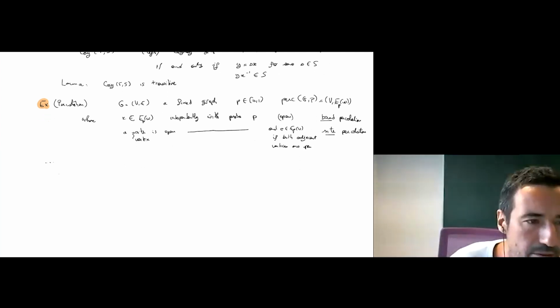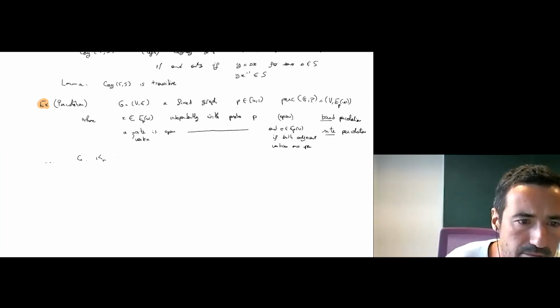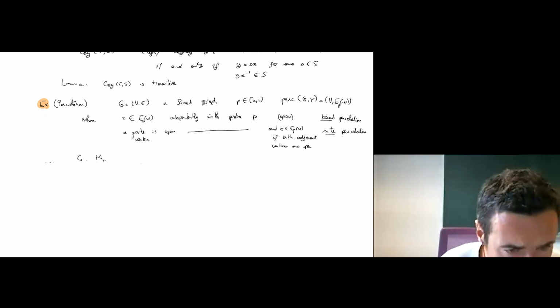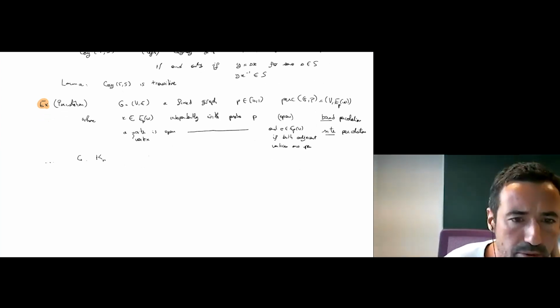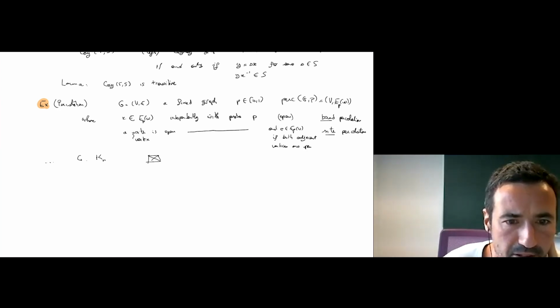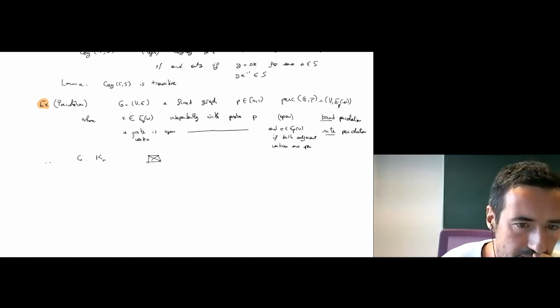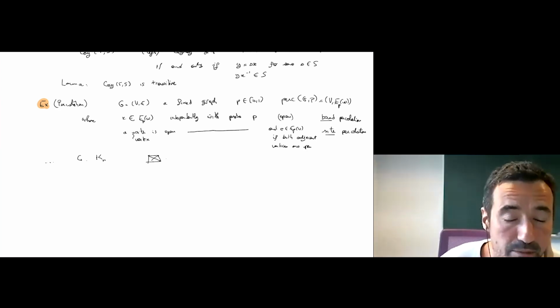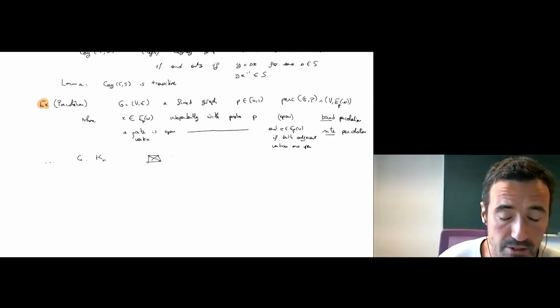Okay. Maybe an important example: if you take G, which is the complete graph with n vertices, okay? So the complete graph is just, you put all possible edges, and the vertex set is just the first n integers. Okay, so this is called the complete graph.